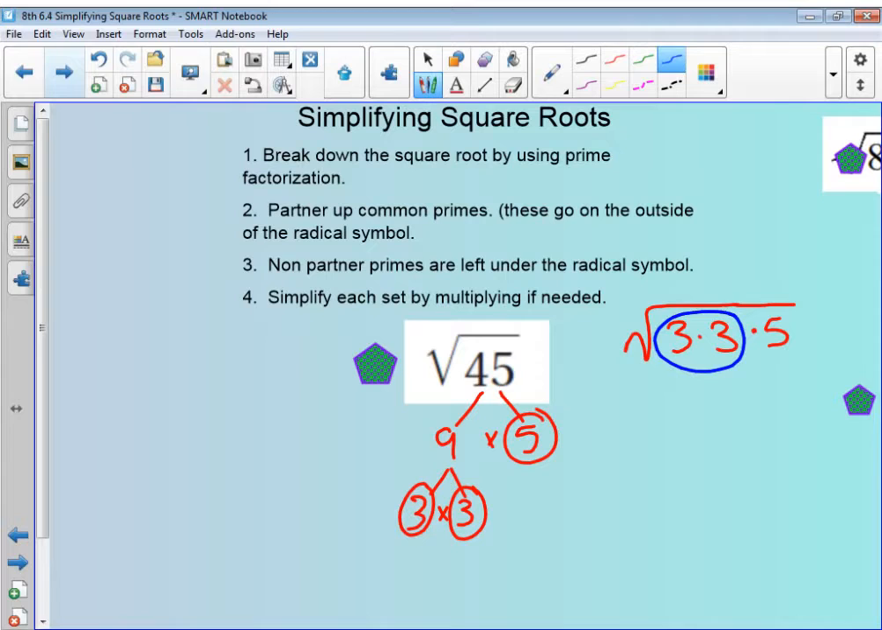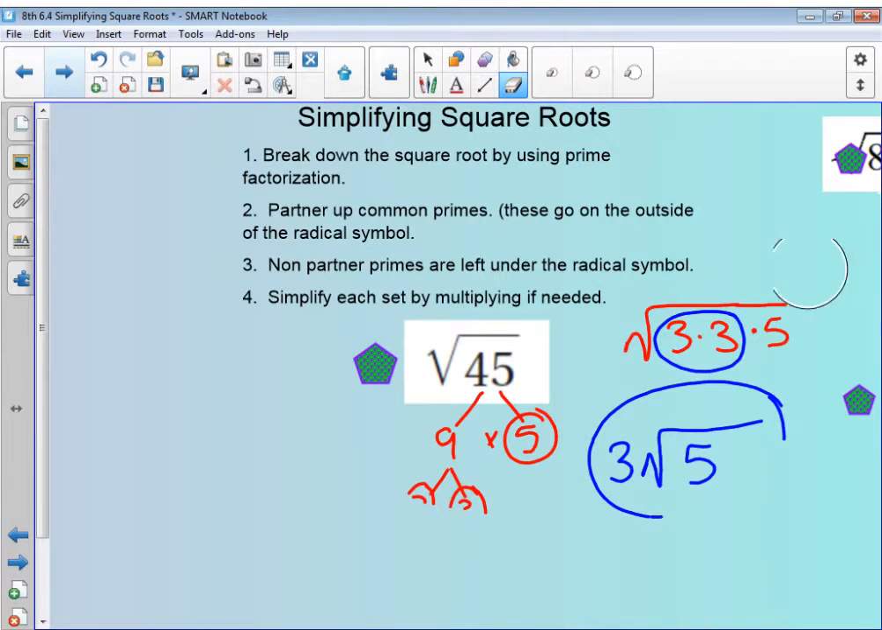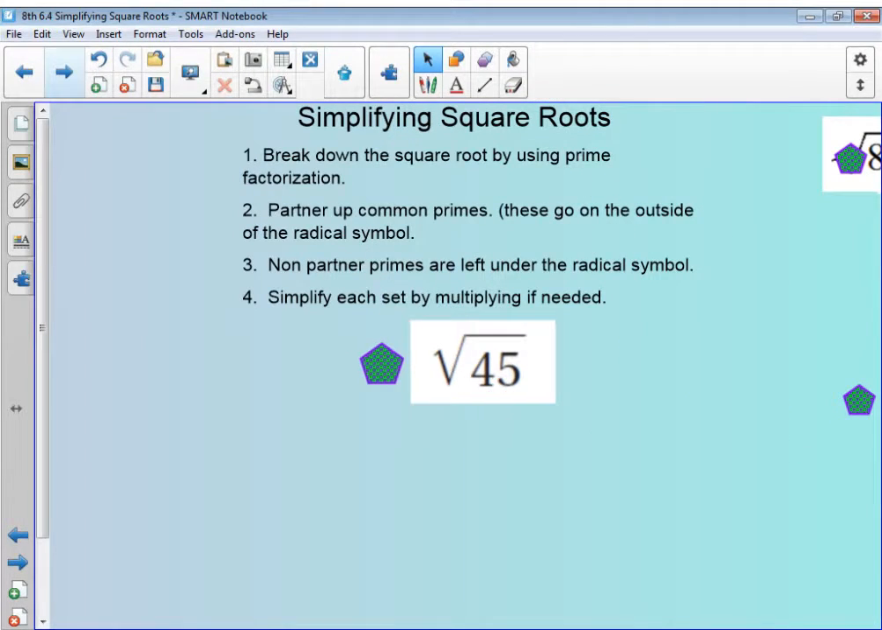So where do they go? They go on the outside of the radical symbol. And then I just have a 5 left underneath, so we're finished. So the square root of 45 is 3 times the square root of 5. And we're just going to leave it as that. We're not going to break it down into its decimal number.